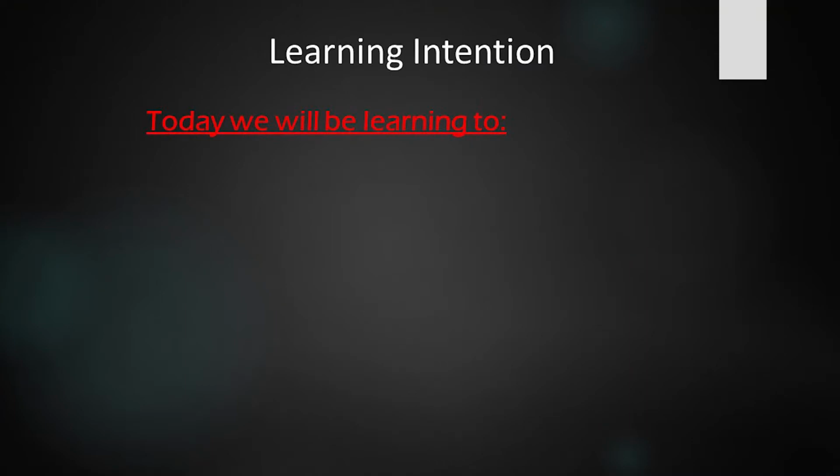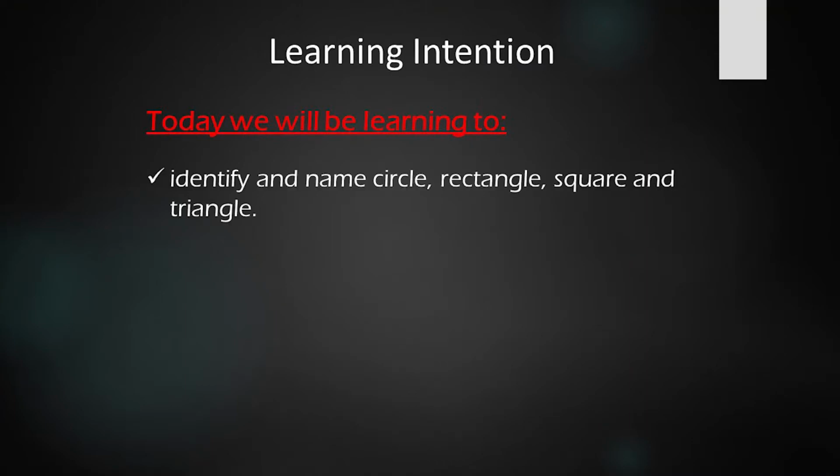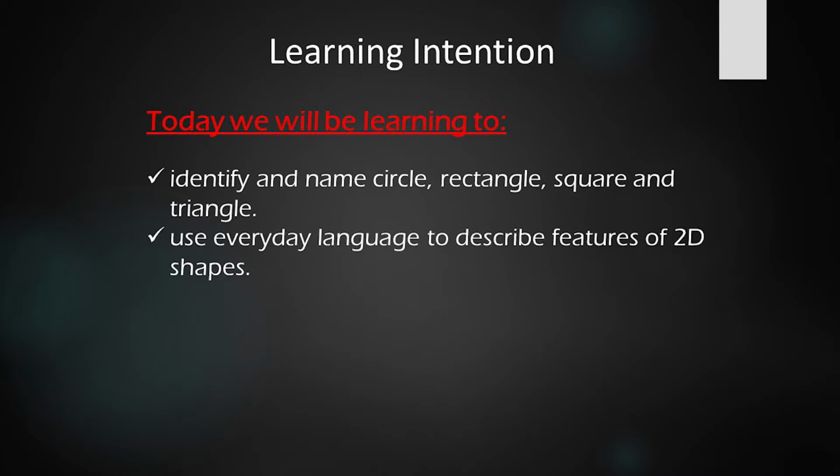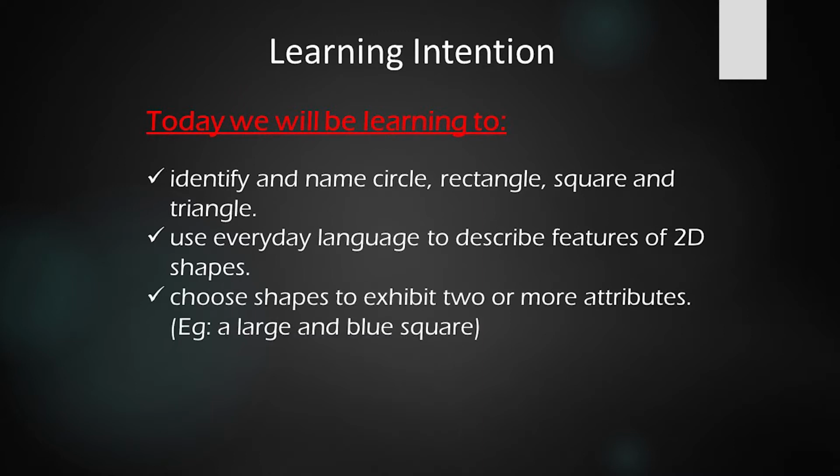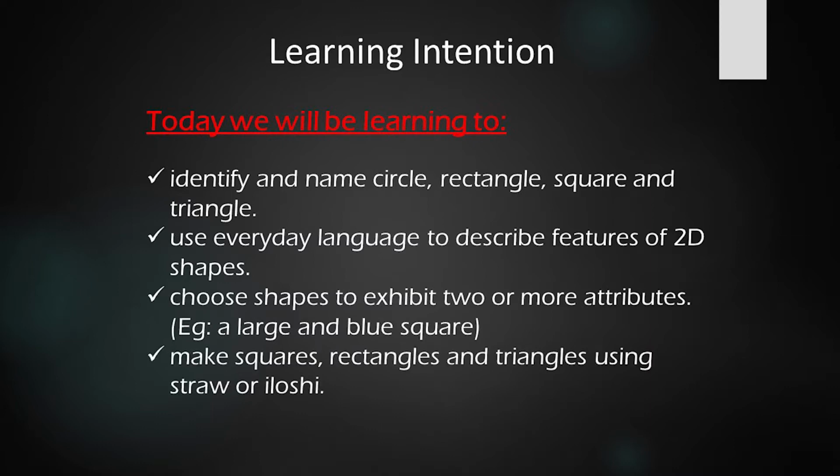Today we will be learning to identify and name circle, rectangle, square and triangle. Use everyday language to describe features of 2D shapes. Choose shapes to exhibit 2 or more attributes. Example, a large and blue square. Make squares, rectangles and triangles using straw or yellow sheet.